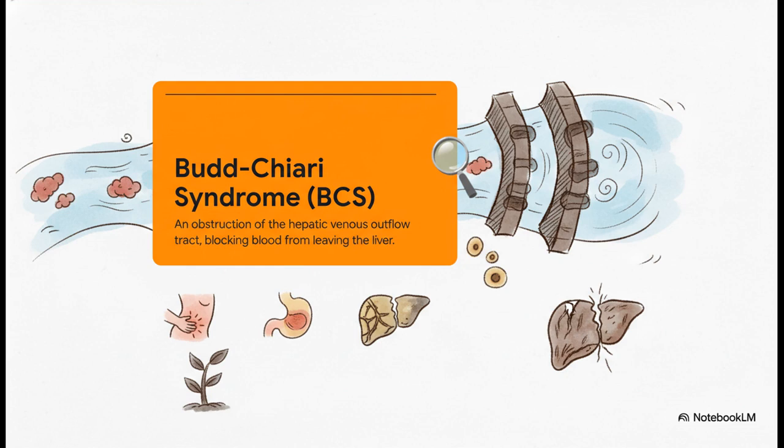So let's start with Budd-Chiari. The easiest way to think about this is as a critical plumbing problem for the liver. It's essentially a dam in the river of the hepatic venous outflow. So whether it's a clot in the small hepatic veins, the major ones, or even the inferior vena cava, the result is exactly the same. Blood can't get out of the liver. This leads to massive sinusoidal congestion, which causes ischemic injury to the hepatocytes. And this is what gives us that classic clinical triad you see: abdominal pain, ascites, and hepatomegaly. Left untreated, this whole process just progresses to cirrhosis and ultimately end-stage liver failure.